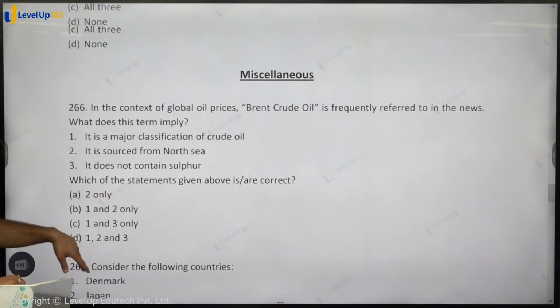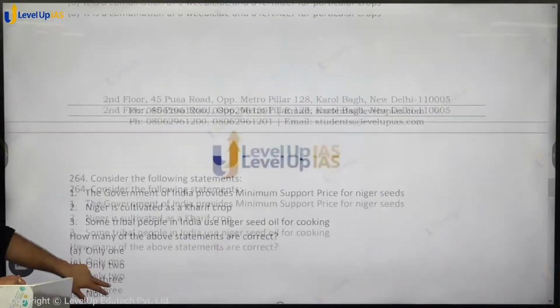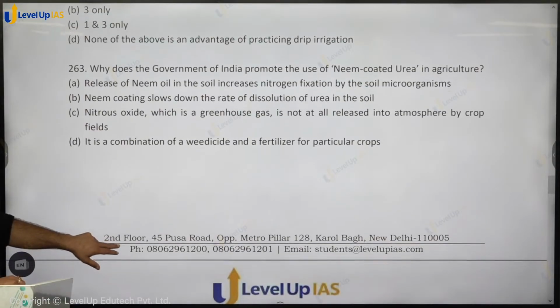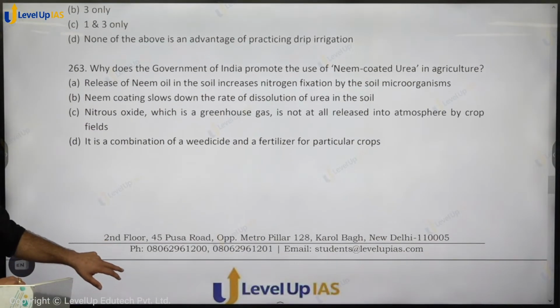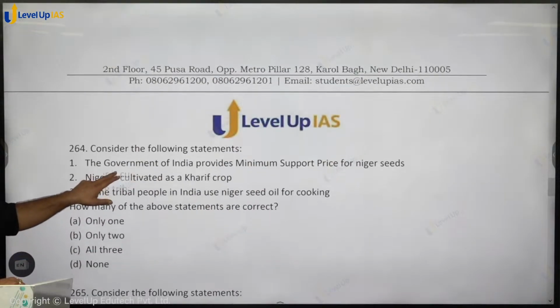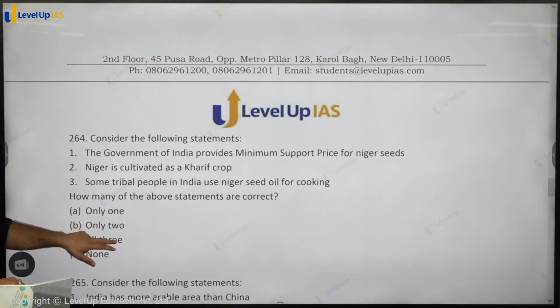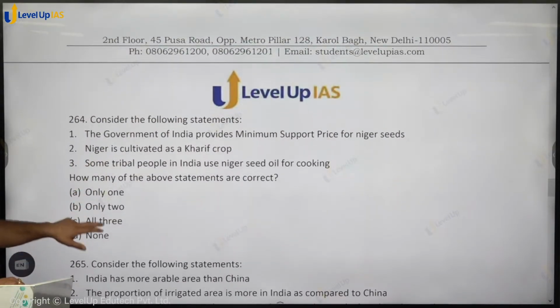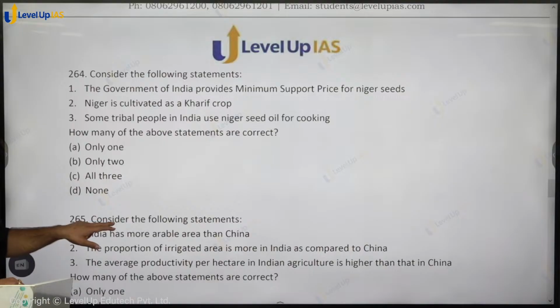Question number 263, the answer is Option B, Yogesh. Neem coating slows down the rate of dissolution of urea in the soil. The government of India provides MSP for Niger seeds. It's a correct statement, it is not incorrect.